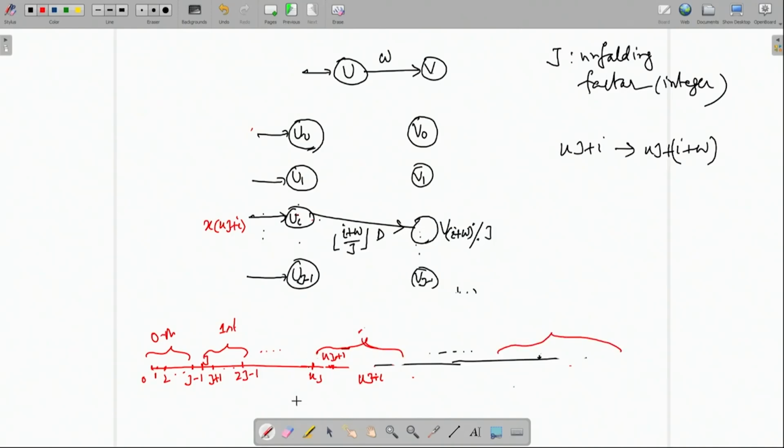We start at Kj plus 0, so I is 0. So you jump to some point here. Kj plus I is 0 here. So I plus W, there is 0 plus W by J. Just divide W by J, take the quotient, that many system cycle delay, and find the remainder. That will give you the index of the processor.